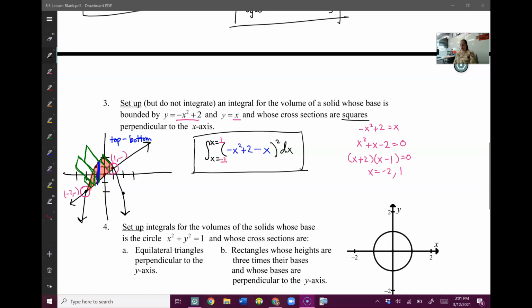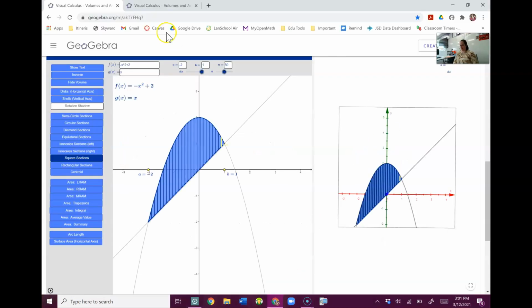Welcome back. You should have gotten limits of negative 2 and 1, and that's our integral. Now, to end off this video, let's visualize this. So here are our curves right here. We've got cross sections perpendicular to the x-axis, and I've got square cross sections here.